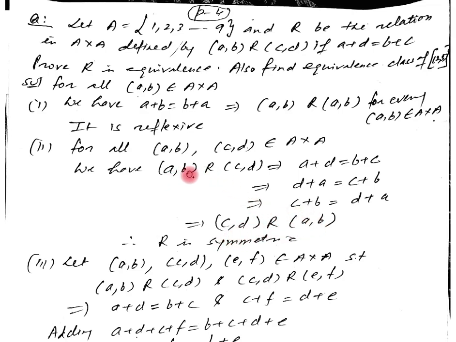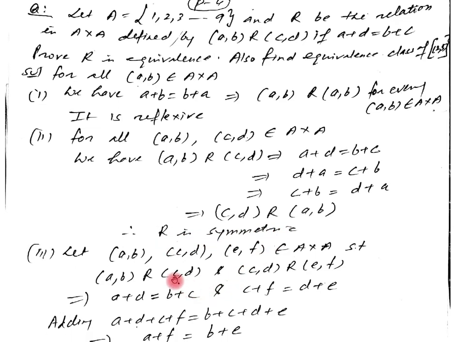Now we have chosen (a, b) related to (c, d). This implies (c, d) related to (a, b). Therefore, we can say R is symmetric. Now for transitivity, let us take three elements from A cross A. Let (a, b), (c, d) and (e, f) belong to A cross A such that (a, b) is related to (c, d) and (c, d) is related to (e, f). Now if (a, b) is related to (c, d), then we can write a plus d equals b plus c. Similarly, if (c, d) is related to (e, f), then we can write c plus f equals d plus e.